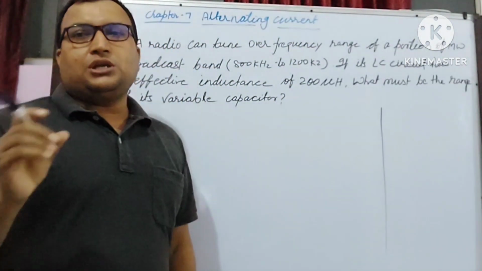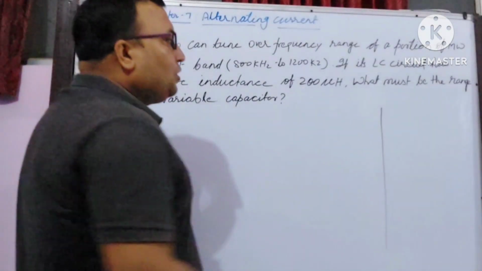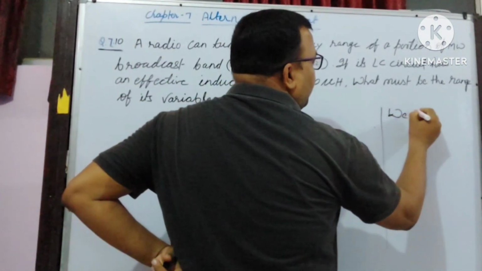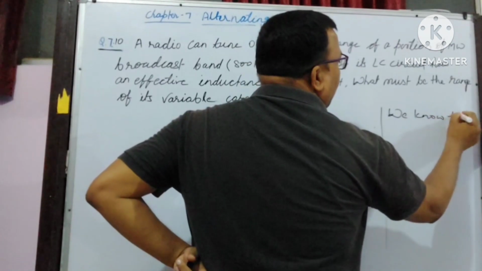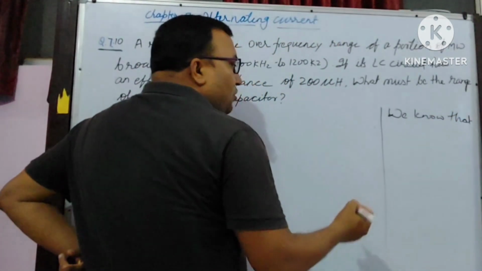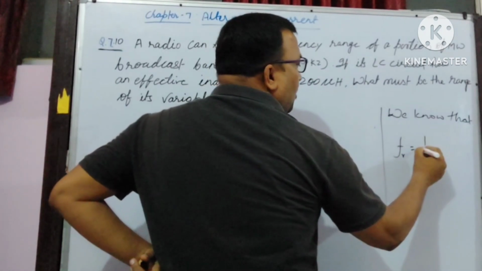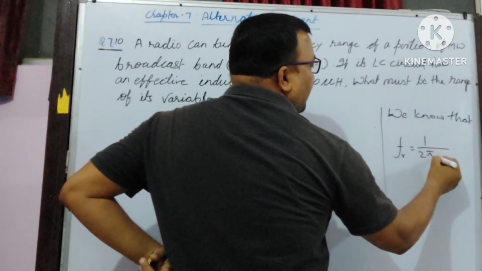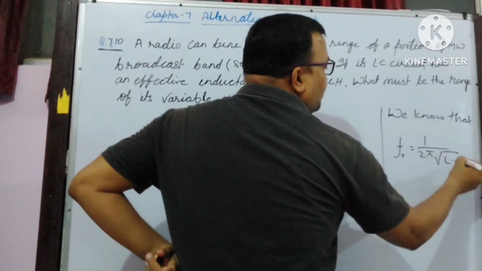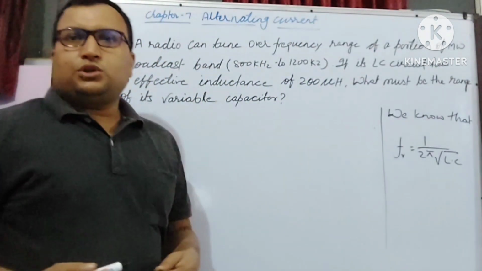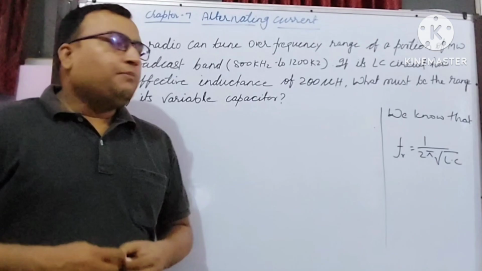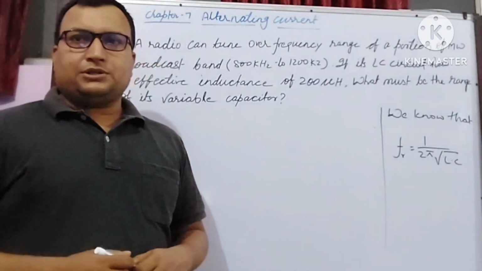When the resonance phenomenon comes, we know one formula: frequency Fr equals 1 by 2 pi root under L into C. Everyone knows this, okay? Because it is the natural frequency.